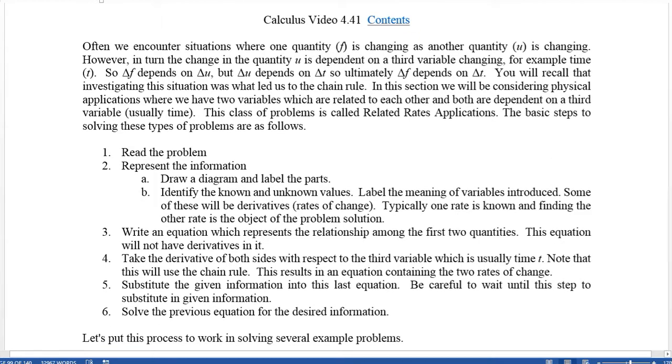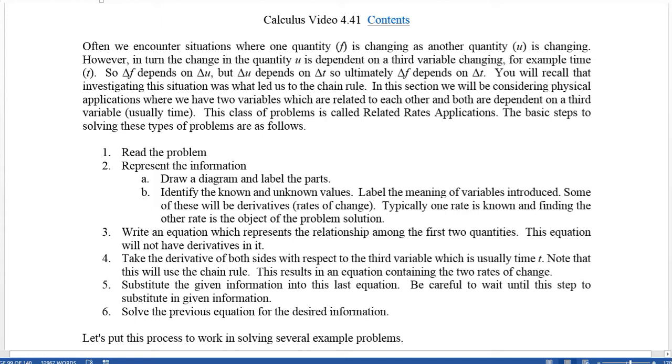First of all, you read the problem. Always a good place to start, and just try to get an idea of what's going on. And of course, the first thing you're going to do is just identify that it is a related rate problem. Now, the next thing you're going to do is represent your information. Oftentimes, we're going to draw a diagram and label the parts, or maybe even isolate a part of the diagram and draw it. That's going to be very crucial in some cases. In some cases, it's not going to be needed at all.